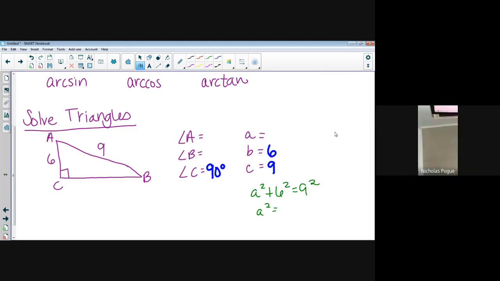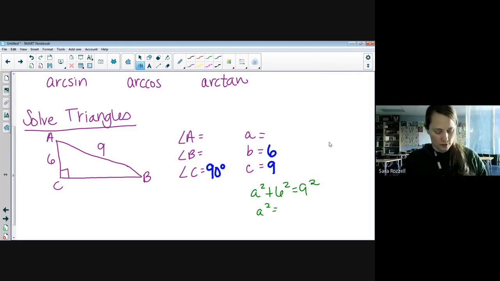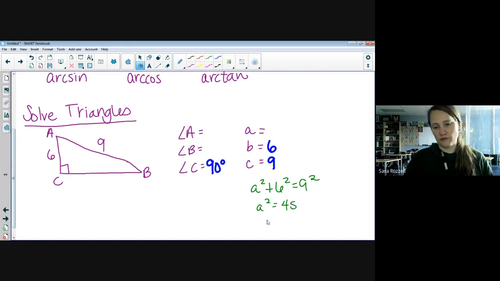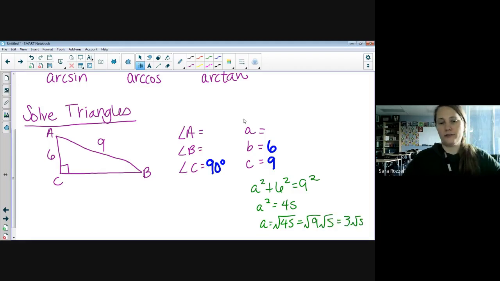81 minus 36. Yeah, 81 minus 36. I should do that in my head, but I didn't. It's 45. We take the square root of 45. Isn't 9 in there? Yeah, 9 and 5. So that's 3 root 5.